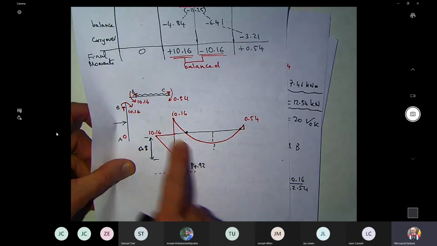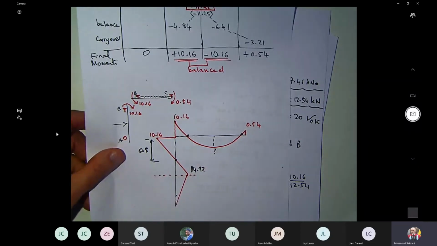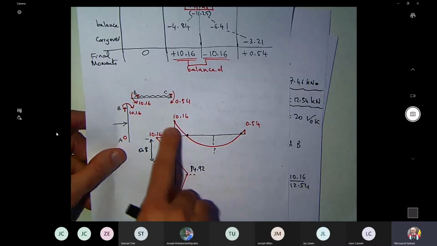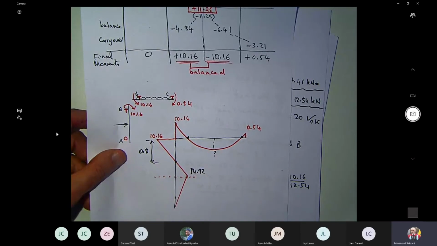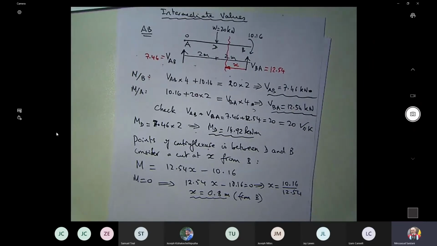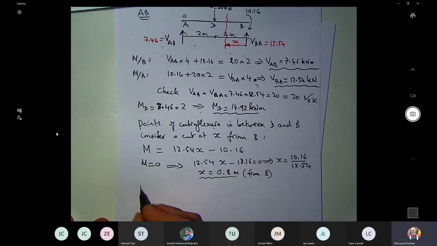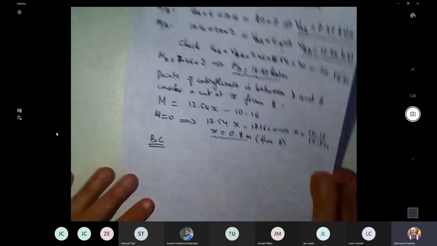Now we are going to do the same for BC. Is that clear? Okay, so we do it for BC. But for BC, obviously, we have got a parabola. We have a UDL, so it's parabolic. So therefore, we need to take a cut from B or from C, doesn't matter, and then work out the intermediate values. Okay, so now remember BC. So we finish with AB, we do now BC. So this is BC. I'm going to draw it here.